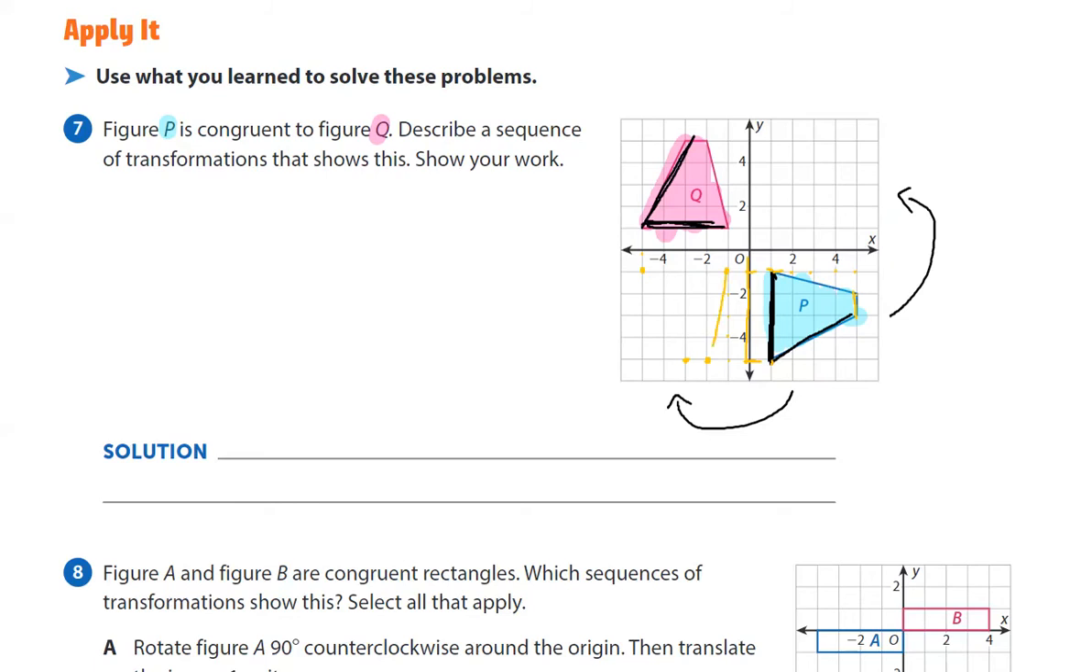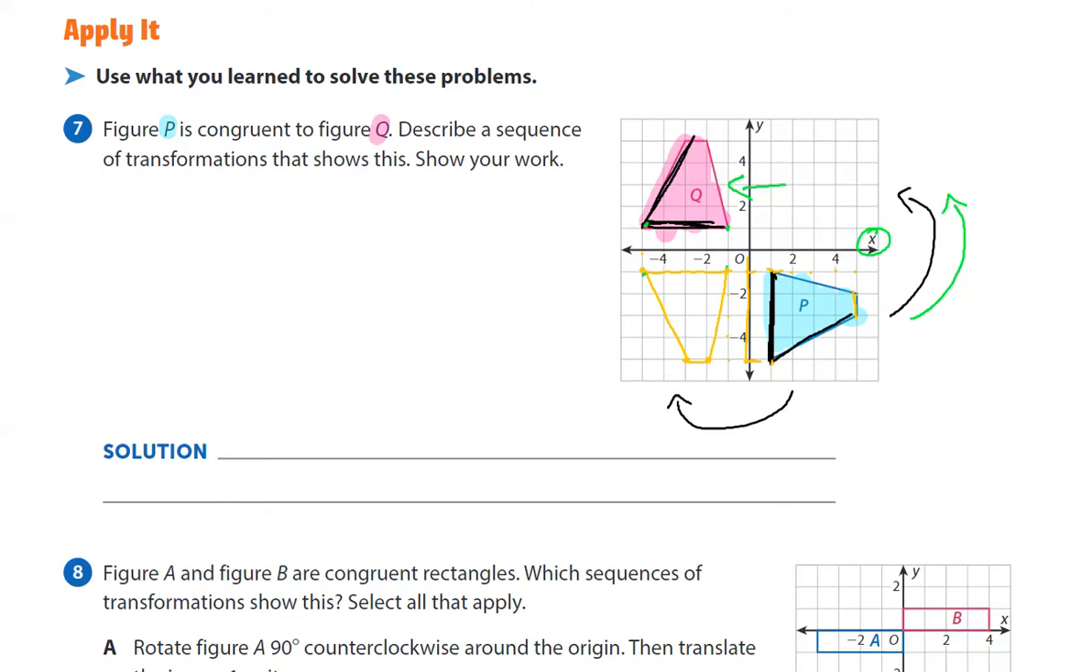I'm going to fill in all of these lines. Okay, now it's lining up. Or we can just flip this thing over. So we're going to do a reflection now over the x-axis. You could also have done a rotation 90 degrees counterclockwise and then a reflection across the y-axis. Either one would end up in the same spot.